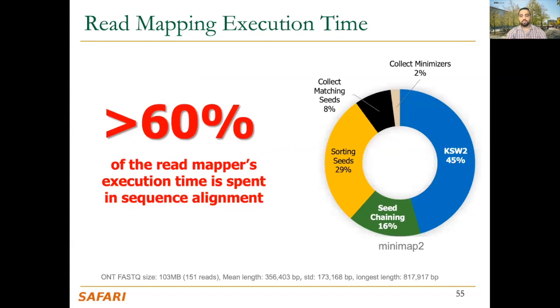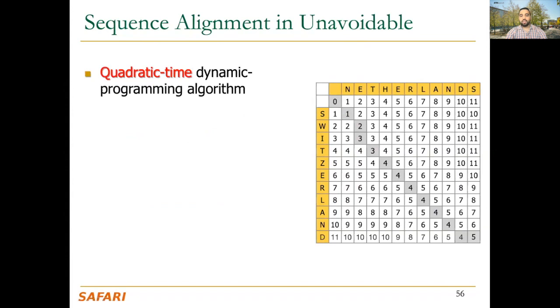If you do the analysis for one of the state-of-the-art read mappers, you will see that 60% of the time is spent only on verifying the similarity between the sequences. That is seed chaining plus KSW2. Why is KSW2, or checking the similarity, expensive? As we said, it's a quadratic time algorithm called the dynamic programming algorithm. And why do we need it?